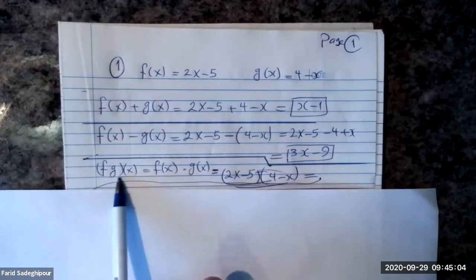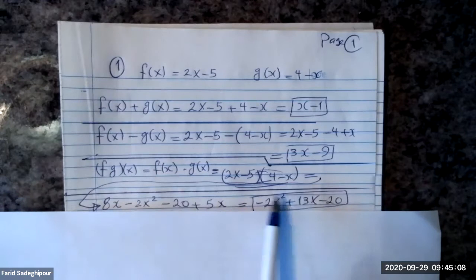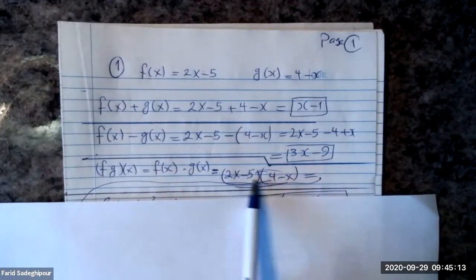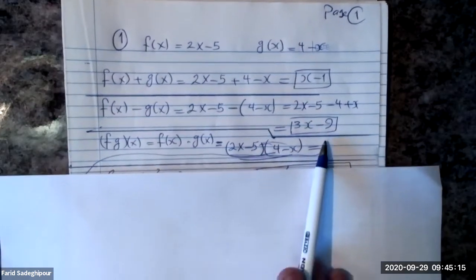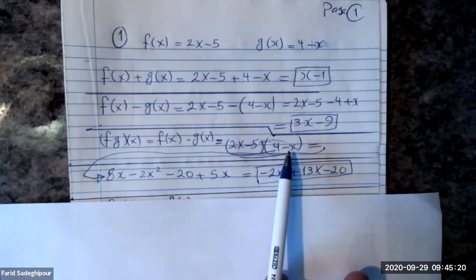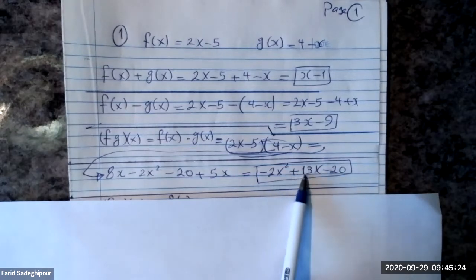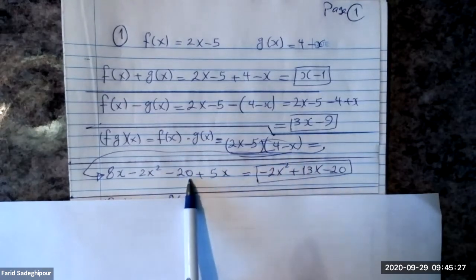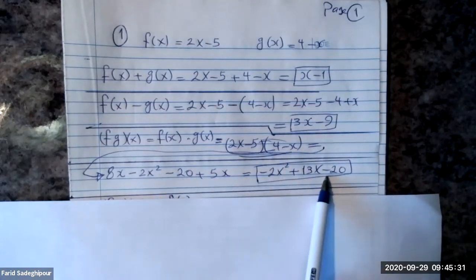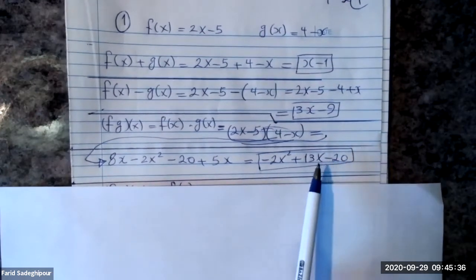f times g of x means you multiply these two functions. And you don't have to multiply this out. You could just leave it like this, two parentheses multiplied by each other. But normally it depends on what answer you have on WebAssign. If WebAssign wants you to simplify, then you go a little bit further here. So you either end here or you continue to come up with a final result based on what they expect you to do on WebAssign.